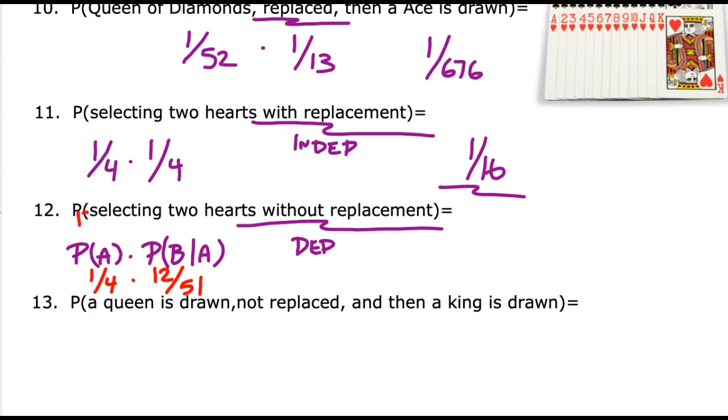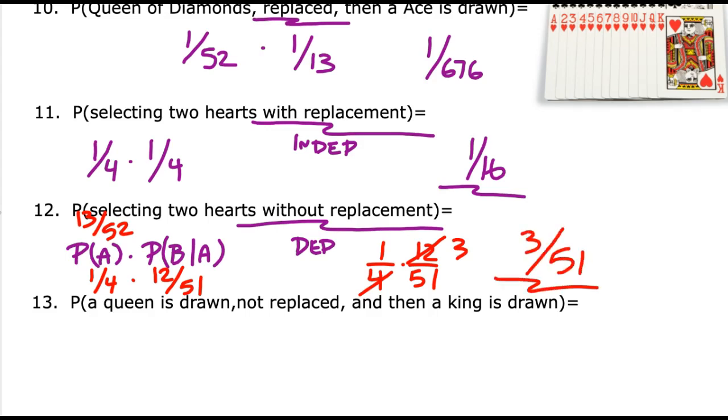So the one before would have been 13 out of 52, which is equivalent to 1/4. So we have 1/4 times 12/51. That's going to have some canceling. And so the 12 and the 4 cancel out, leaving a 3. So that's going to be 3 out of 51.